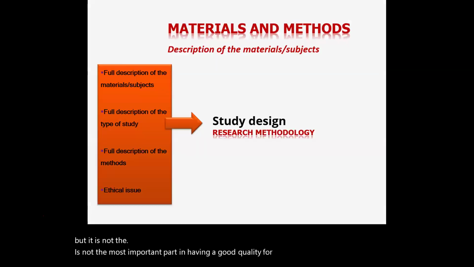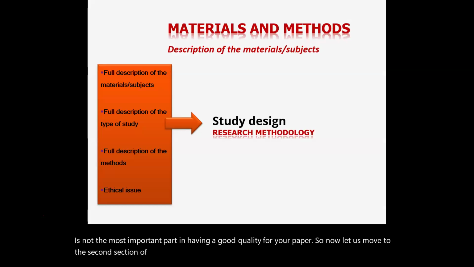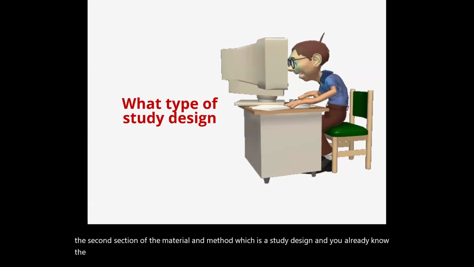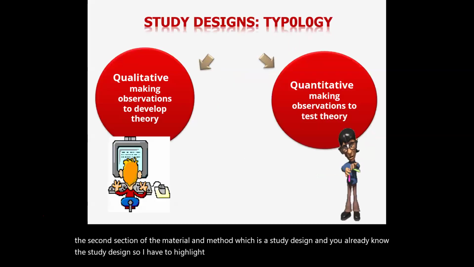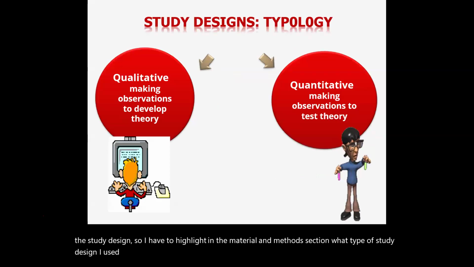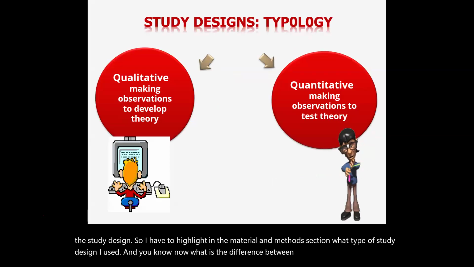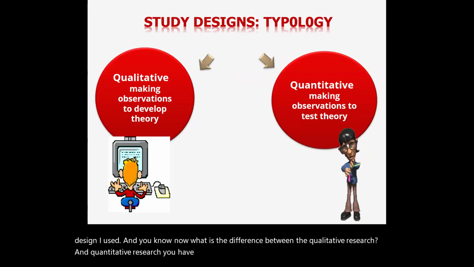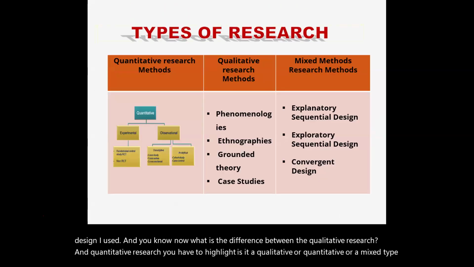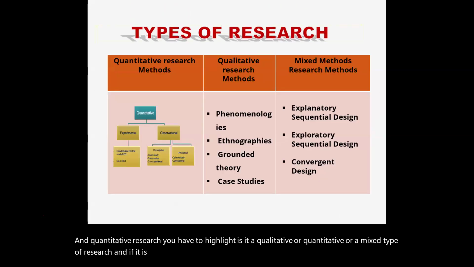So now let us move to the second section of the material and method, which is the study design. And you already know the study design. So I have to highlight in the material and method section what type of study design I used. And you now know the difference between qualitative research and quantitative research. You have to highlight, is it qualitative, quantitative, or a mixed type of research? And if it is quantitative research, what type of quantitative research?